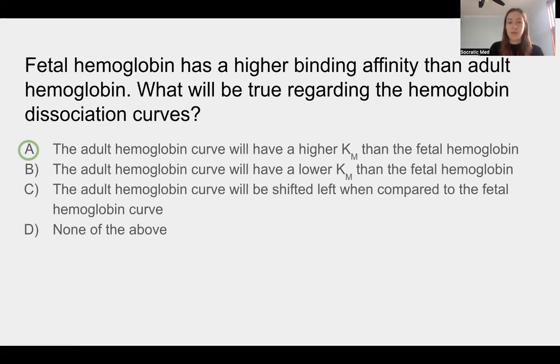And then C is wrong because the fetal hemoglobin curve will be shifted to the left. If you need any help with dissociation curves, feel free to message me or look through our other videos. I'm sure we go over it at some point.